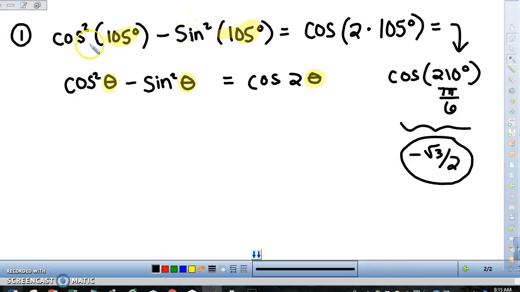So you'll see some of these types of problems in the assignment. Just look to match it up with one of our formulas, figure out what theta is, and it should end up being something simpler that we can actually use our unit circle for.